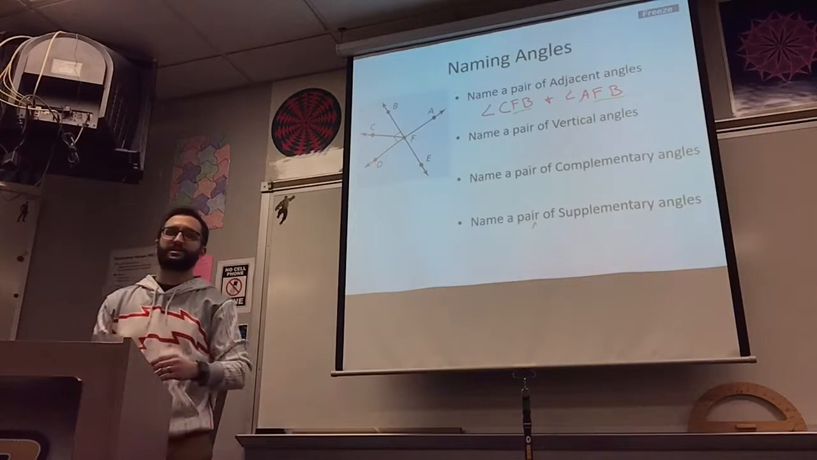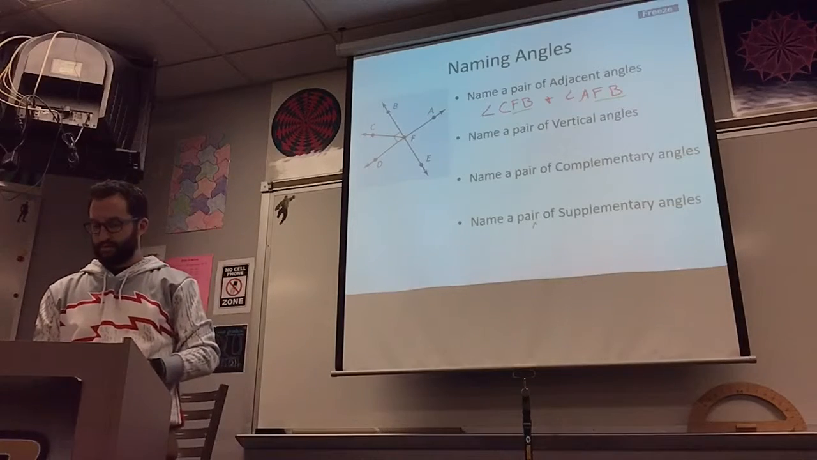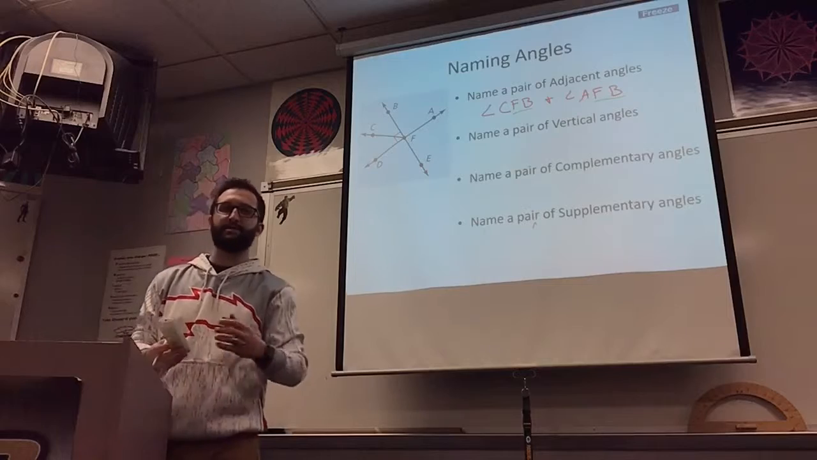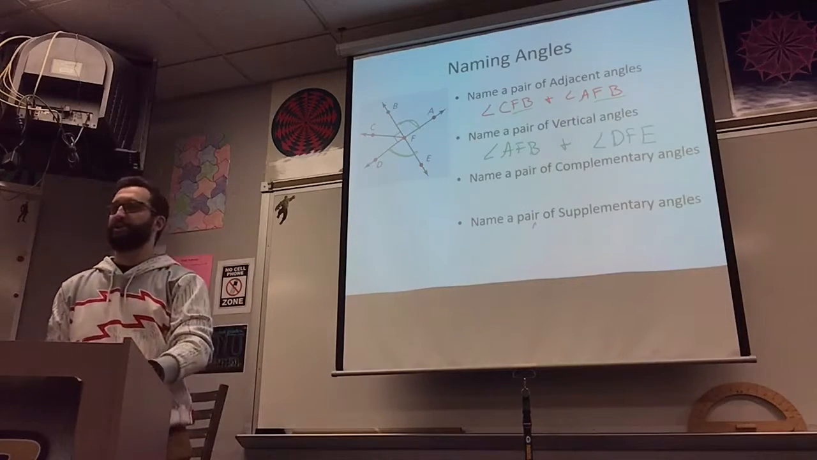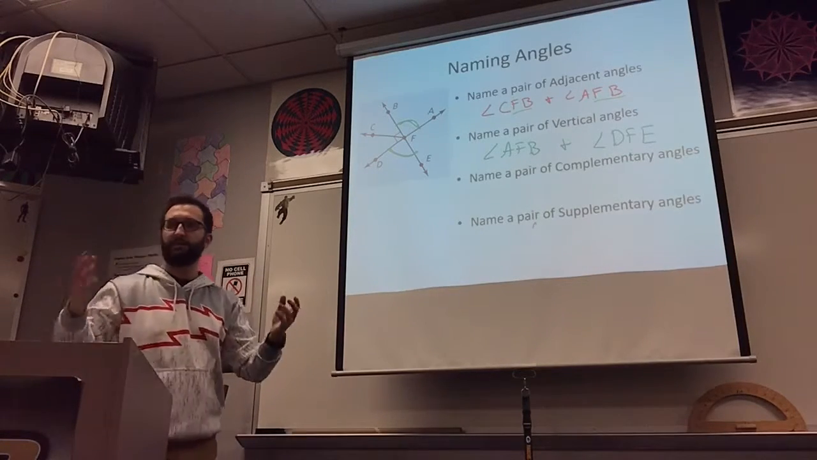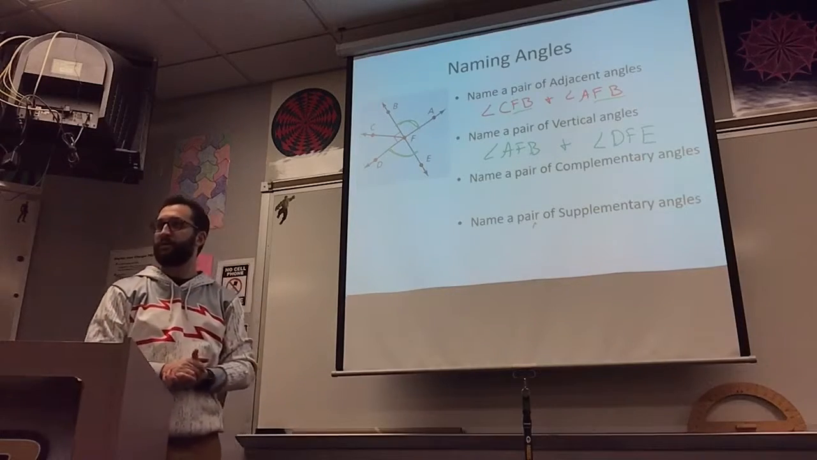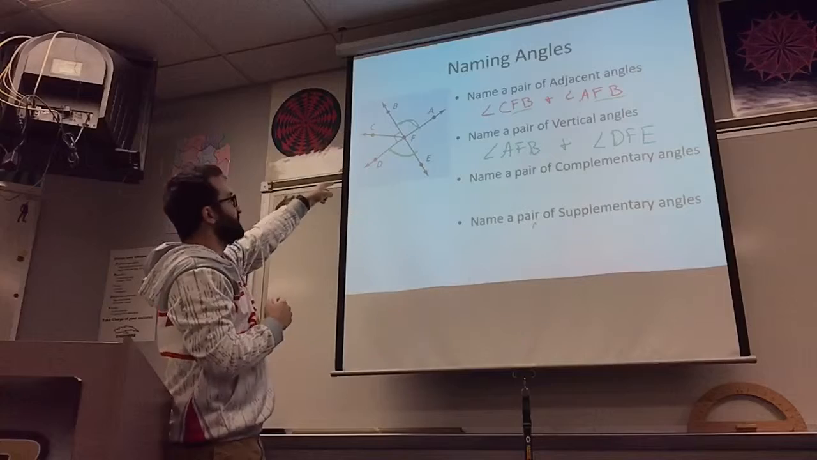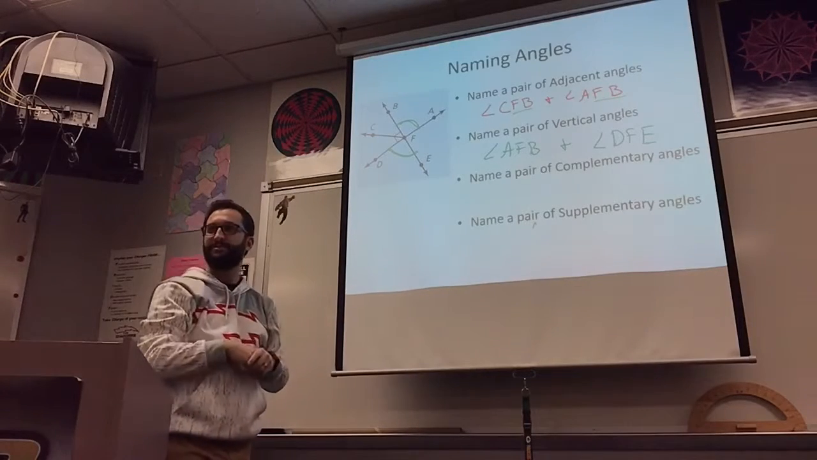There are two sets because there's two lines that are crossing. And that was enough time. I chose these two. Anybody else choose those same two? Anybody choose the two that went left and right? Anybody choose BFD and AFE?